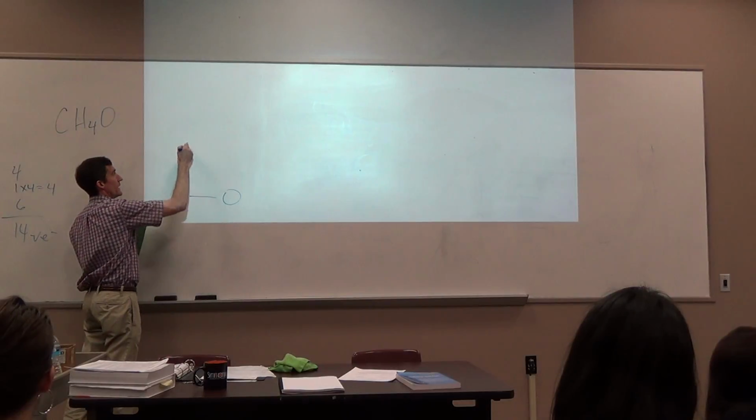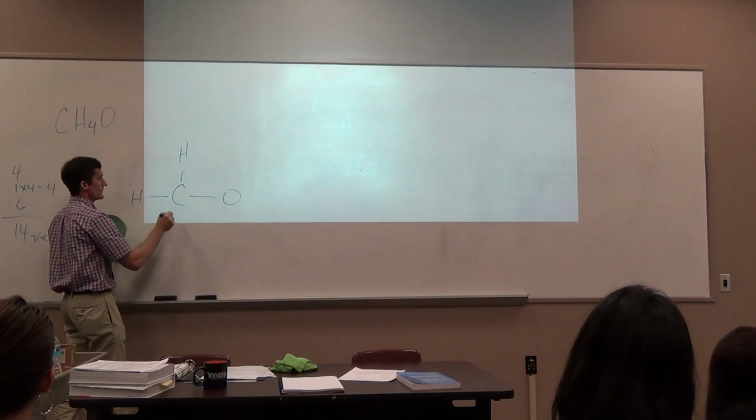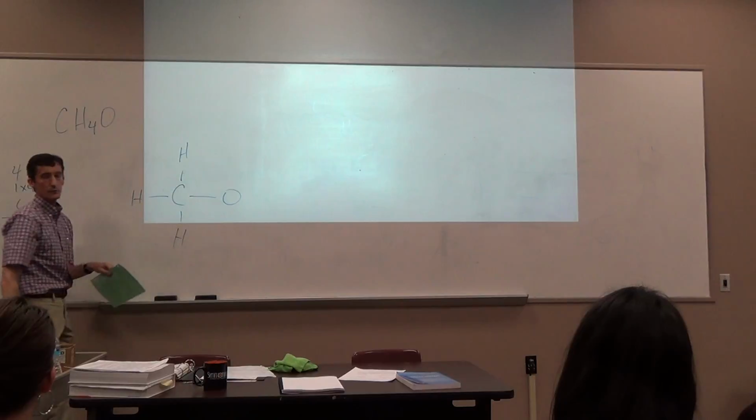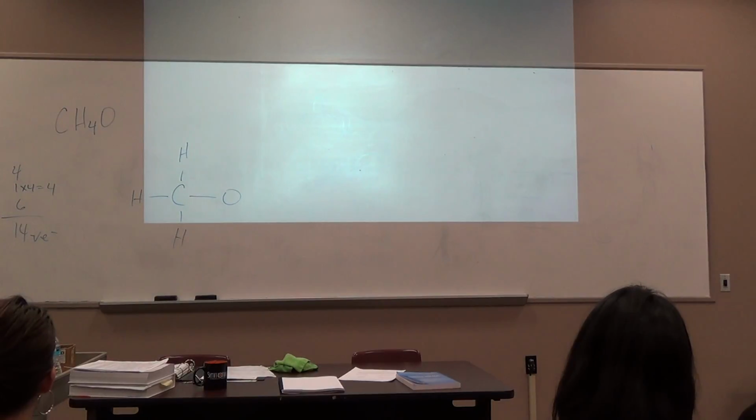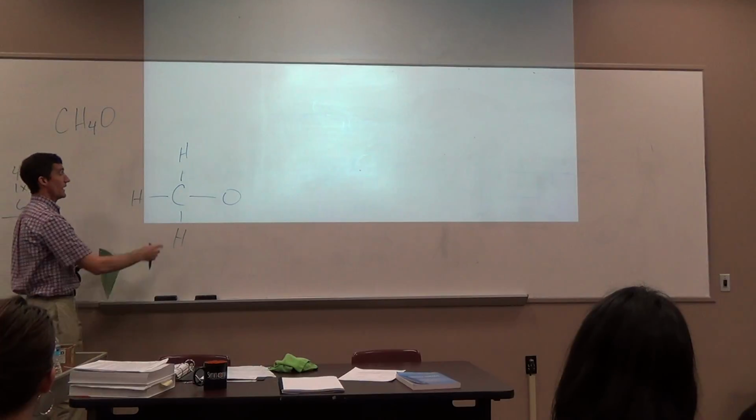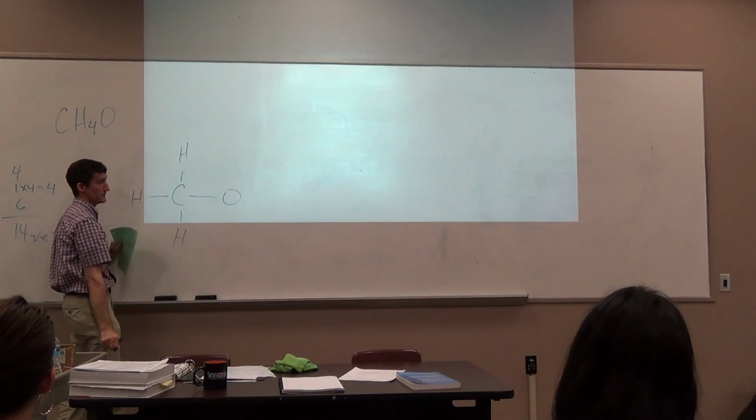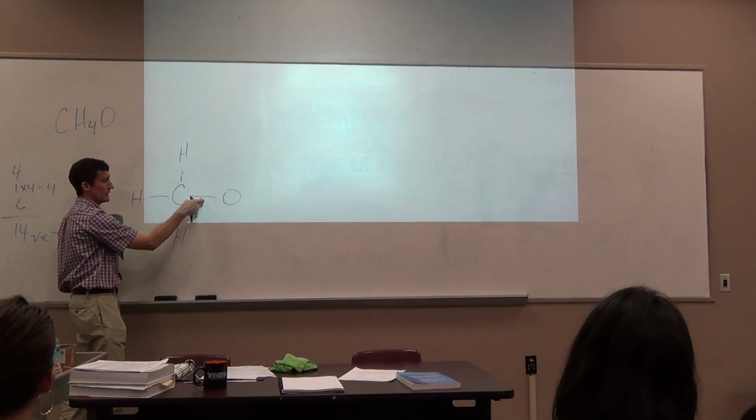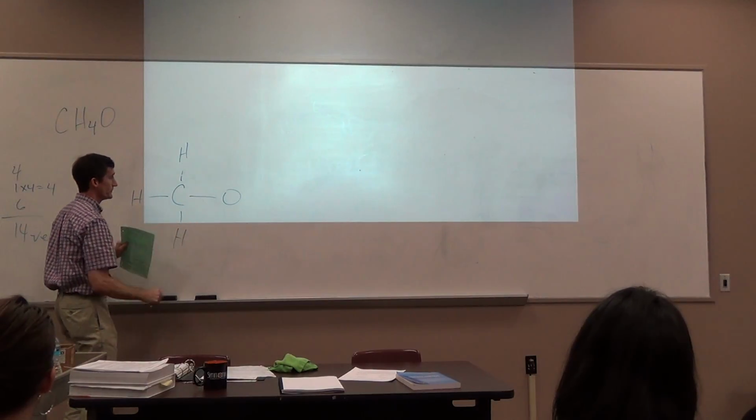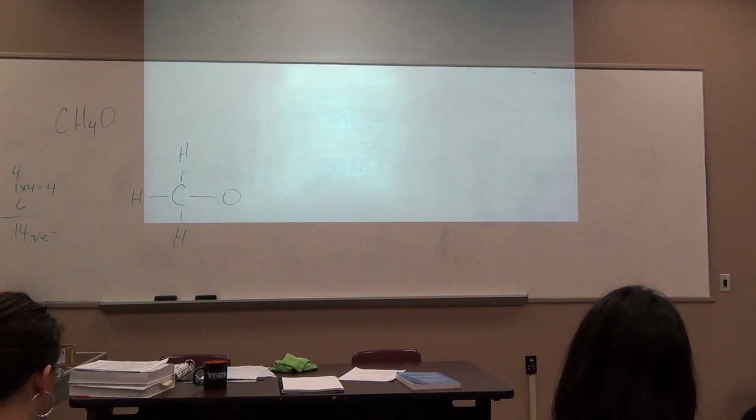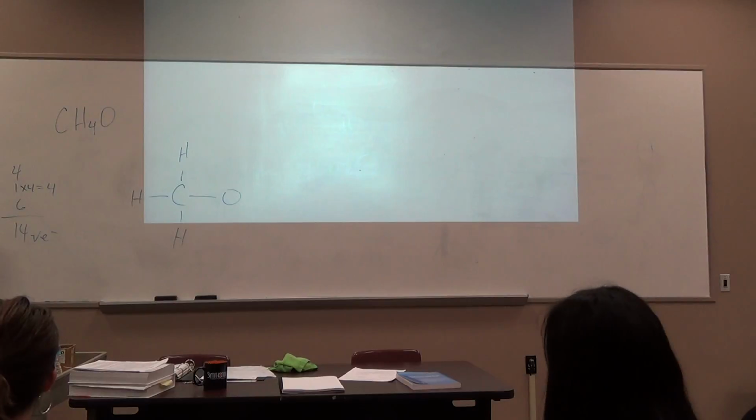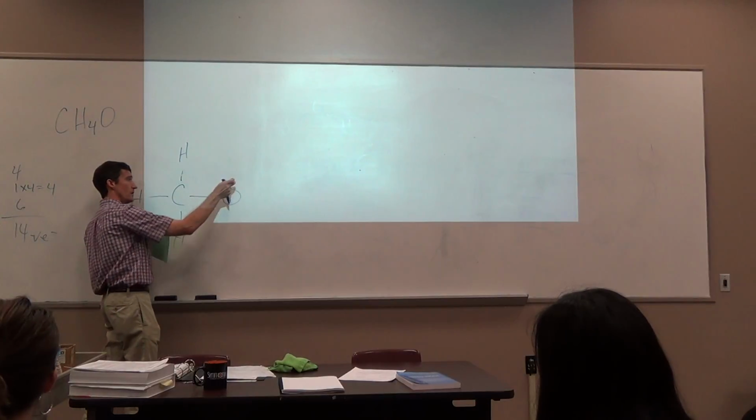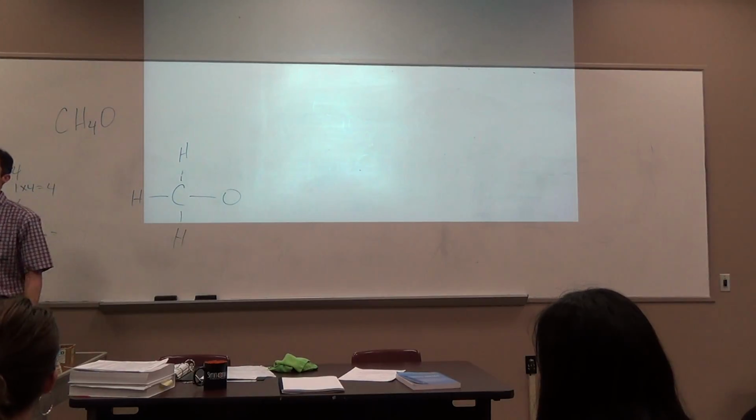We can put how many bonds to H? 3. So now that carbon has 4 bonds and no lone pairs, standard bonding. All the H's are happy, the carbon's happy. How many we got on the board? That's 2, 4, 6, 8. We need to put 6 more. At this point, we have no more atoms. At this point, I would put your remaining electrons on your oxygen as lone pairs.